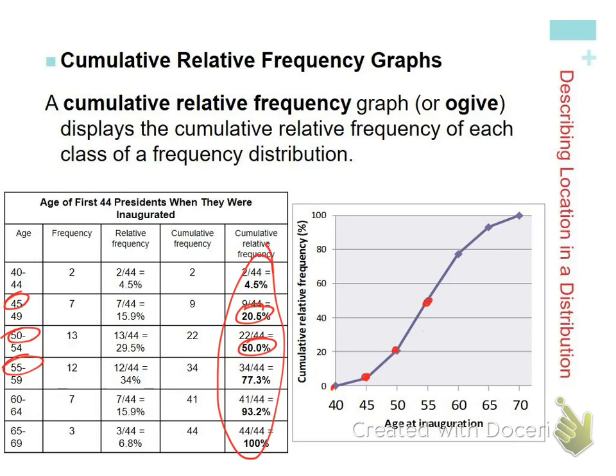And then so on and so forth. 60 puts us at the 77th percentile, and then the 93rd percentile, and then the 100th percentile, which you might or might not define to be in the 100th percentile, depending on how you define percentiles. Not everybody defines them the same way. Okay, so that is your cumulative relative frequency graph, also known as an ogive.